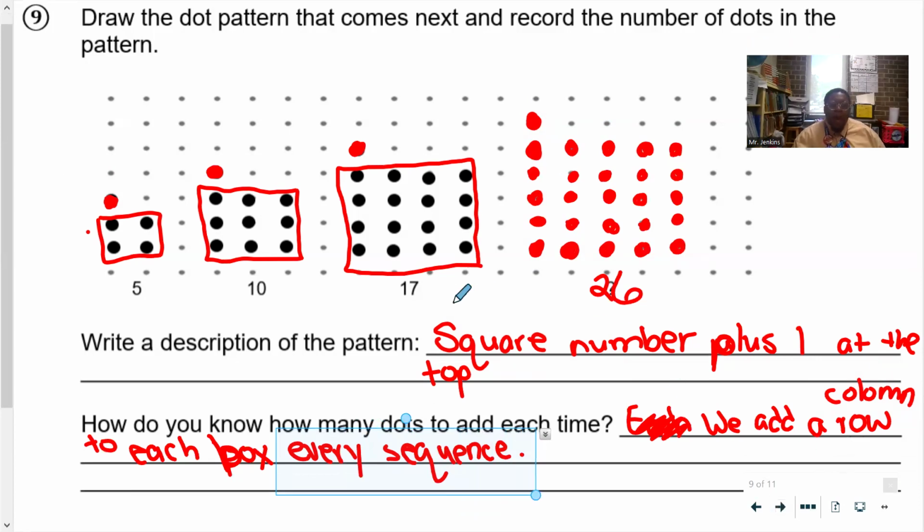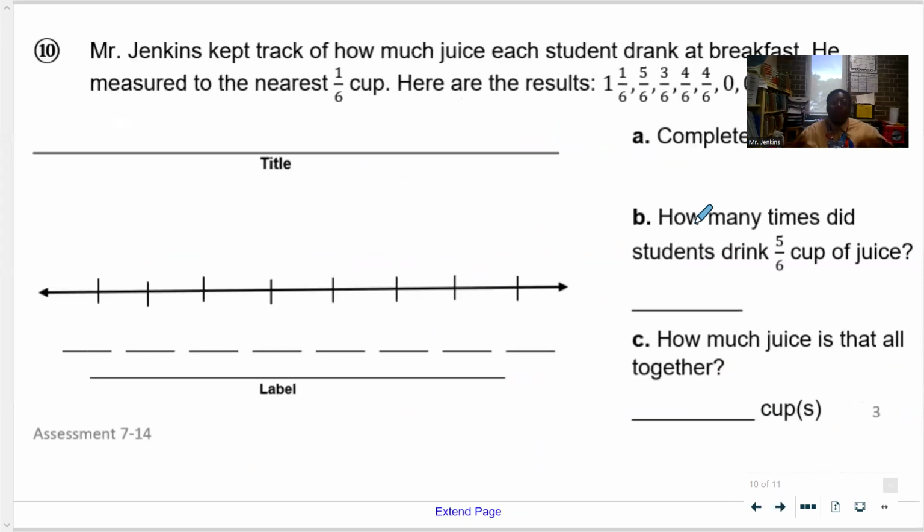So that's how you do your pattern. Now, this last problem is the fun one. It's the line plot. When we do line plots, we are going to graph data on a table given by, and we're already given the measurements for it, okay? And then we have some questions that we're going to answer.